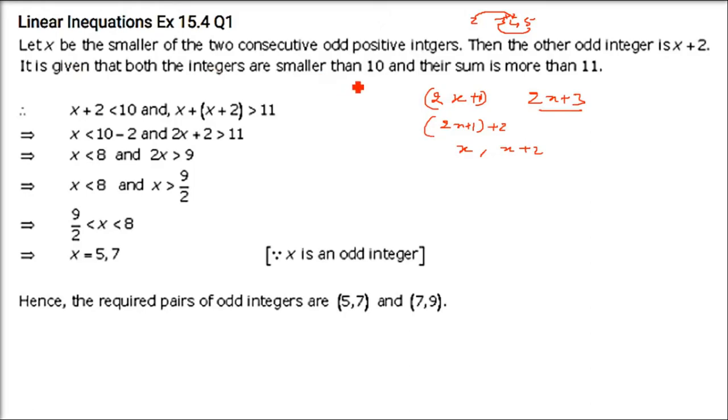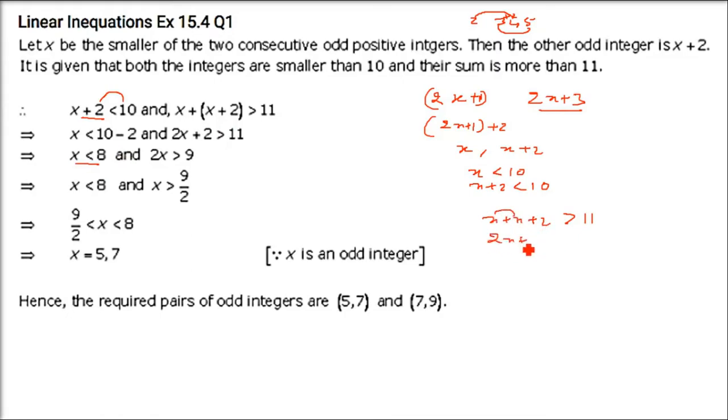It is given that they both are smaller than 10. So x is less than 10 and x plus 2 is also less than 10. And their sum is more than 11, so x plus x plus 2, both of them added, should be greater than 11. Now x plus 2 less than 10 means x should be less than 8.